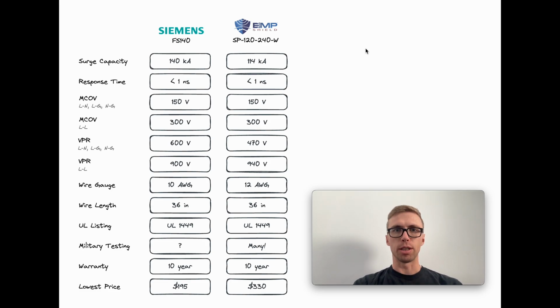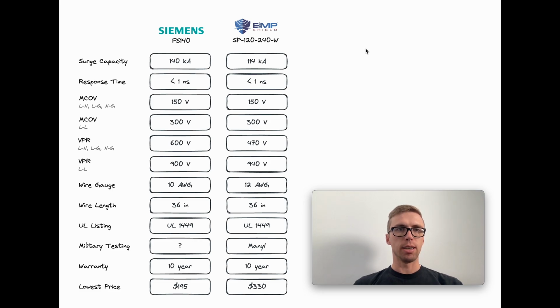I was able to find most of the information, at least for the FS140, from its spec sheet, but for the EMP Shield, I wasn't able to find all the information right on the website. So I reached out and they sent me a spreadsheet that had most of this information, so it should be pretty accurate because it came from them. But yeah, let's run through each of the different categories.